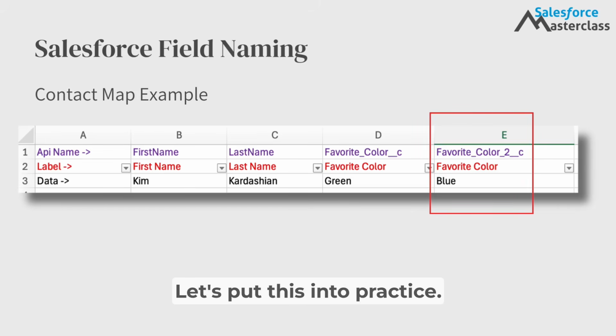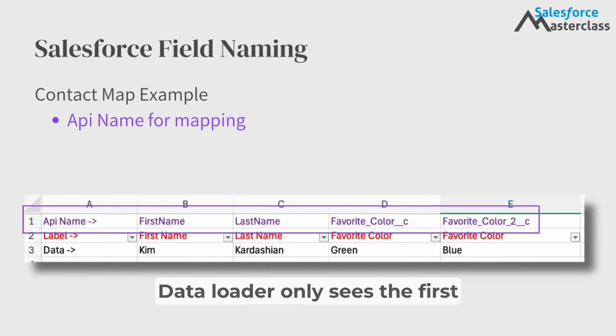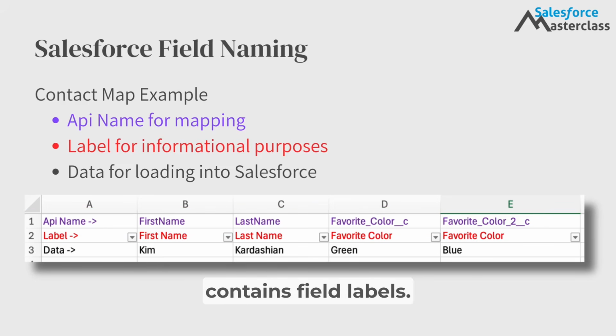Let's put this into practice. We create our mapping row using the field API names instead of the field labels. This way, there's no possibility of mapping favorite color data into the favorite color 2 field. Data Loader only sees the first row in a CSV when it auto maps, so our first row has to contain the API names. The second row in this sheet contains field labels. They're not required for the map, but they're helpful for spot checking and for reviewing data maps with your clients.